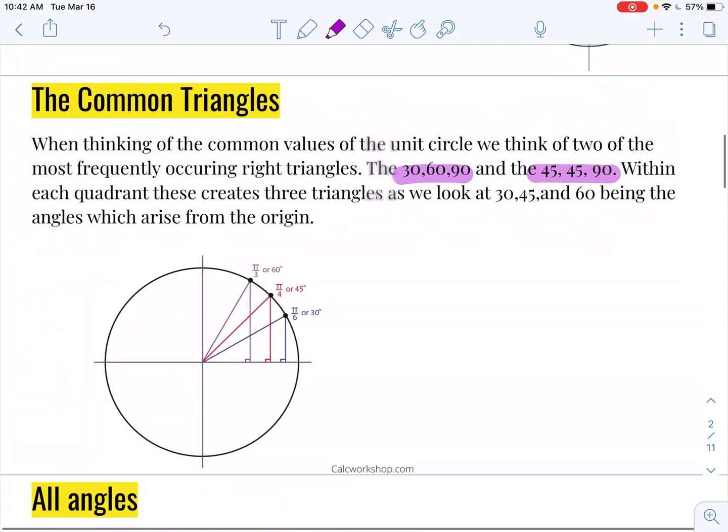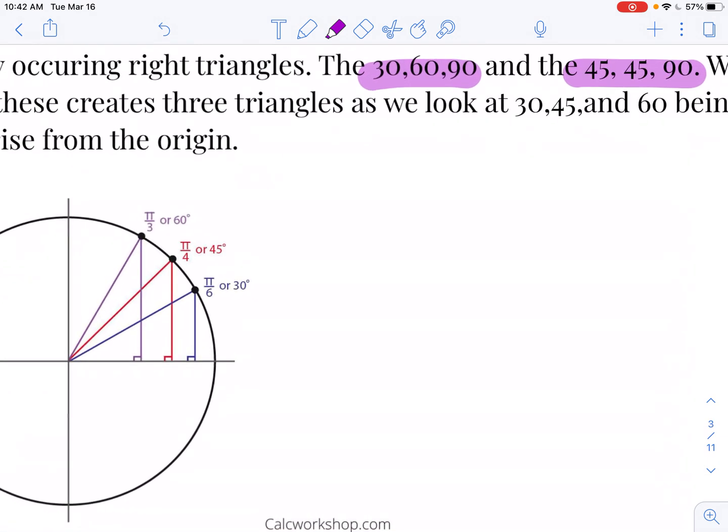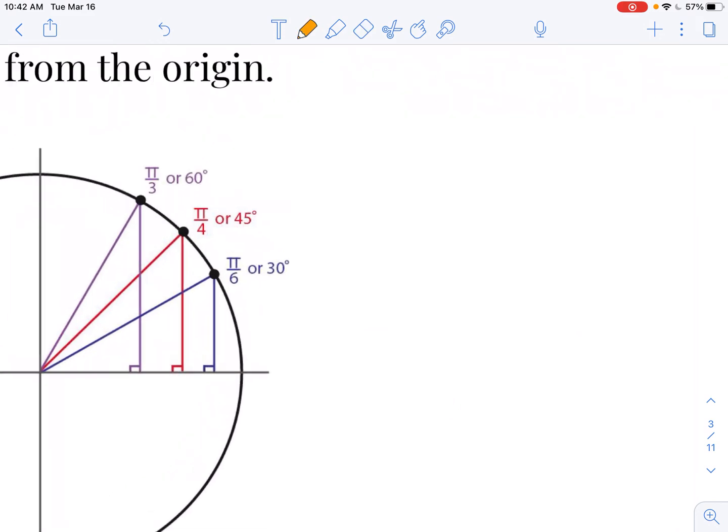Those are the two common triangles, and then they create three triangles, because all of our angles that we're concerned with are going to rise from the origin. So we're always concerned here. Our theta is always going to arrive here. We're not thinking about the angle that occurs up here. So because of that, we need to do the 30, 60, 90 triangle twice.